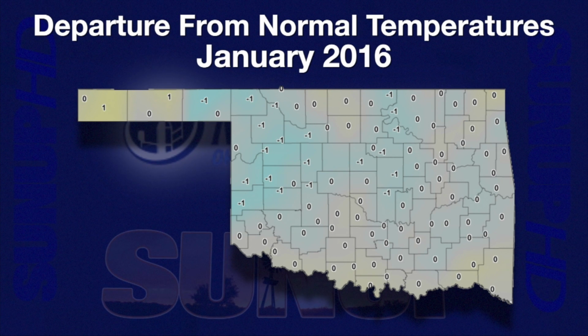Our temperature maps show the departure in air temperature from Mesonet's 15-year monthly averages. Zeros are locations that were average for the month. Positive numbers are warmer than average conditions. Negative numbers are air temperature averages on the cool side.